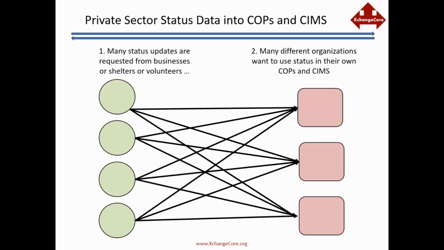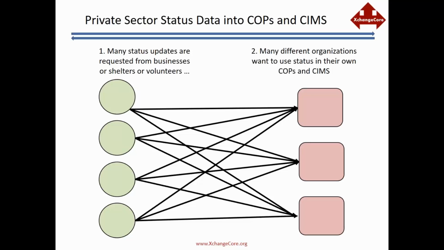It could work this way. It would be a shame, and it does work this way. But over on the left-hand side, you've got the status updates that are requested from businesses or shelters or volunteers by, on the right-hand side, many different organizations who want to use that status in their own COPS or CIMS or other applications. And that results in something that looks that silly. The top left one is going to send it to the top right one, the middle right one, the bottom right one. And they're probably sending it because the three on the right sent an email or made a phone call to the top left one and said, hey, gee, could you give me your information?